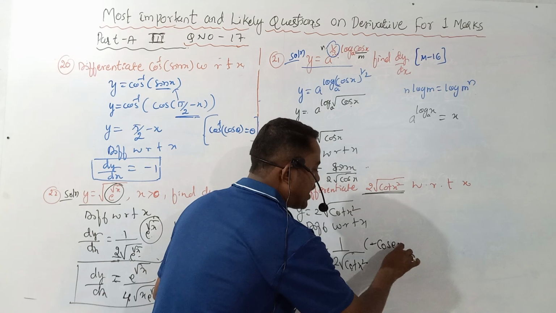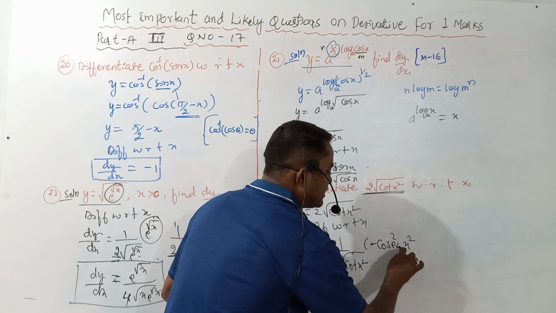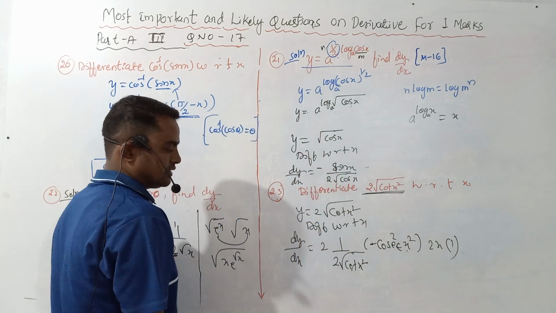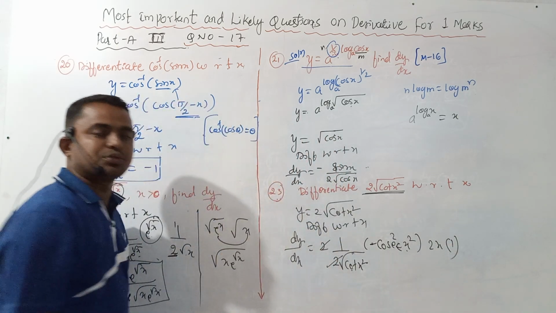Minus cosec square x square. Derivative of x square, 2x. Derivative of x, 1. Now this 2 get cancelled.